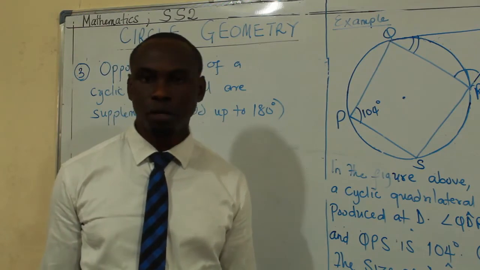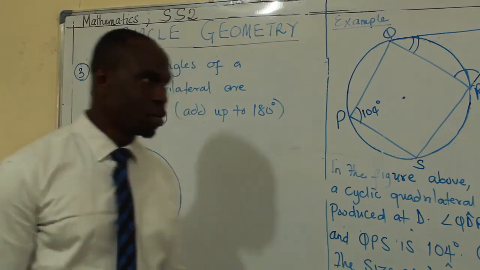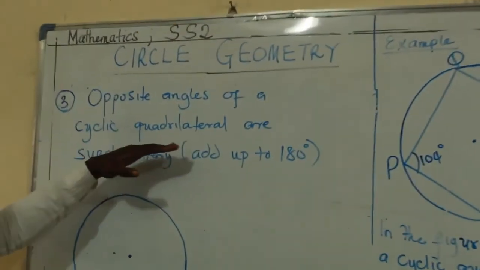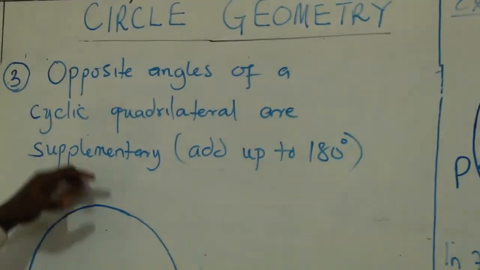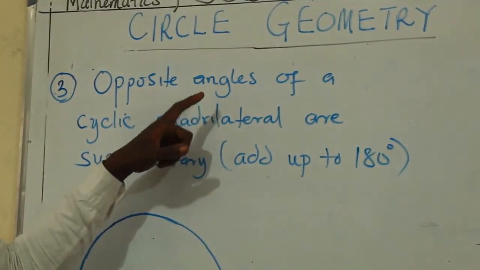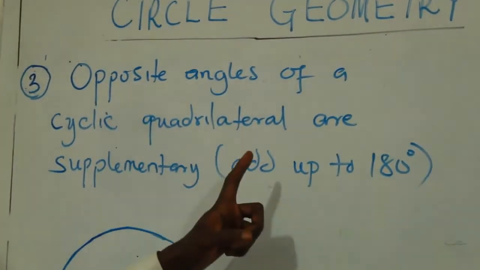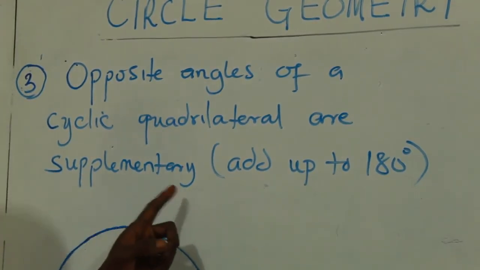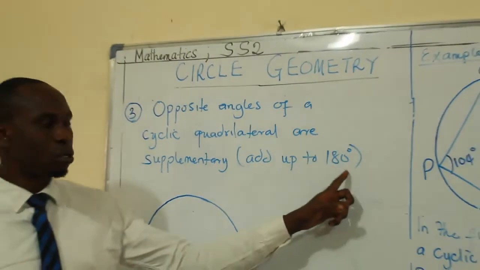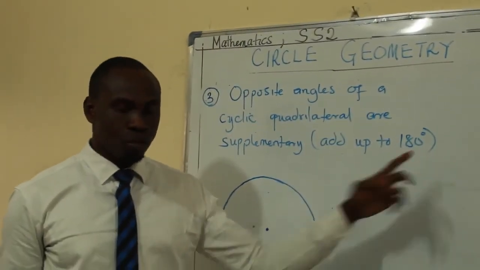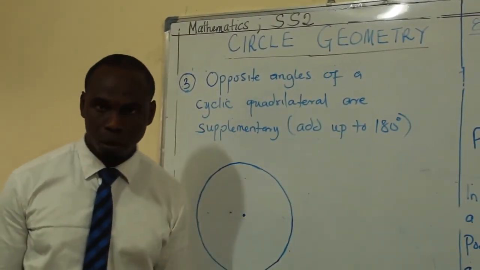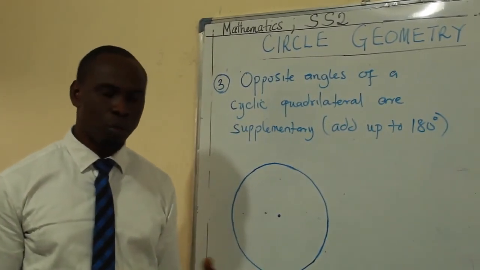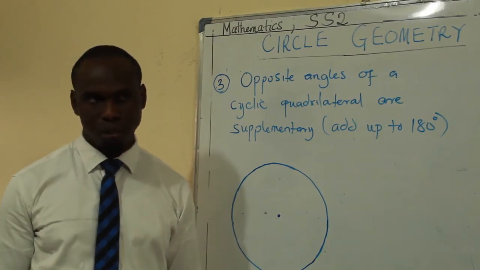The third and final theorem for today is the opposite angles of a cyclic quadrilateral are supplementary. Opposite angles of a cyclic quadrilateral are supplementary. Supplementary means that the angles add up to 180 degrees. Two angles are said to be supplementary when they add up to 180 degrees. And two angles are said to be complementary when they add up to 90 degrees.